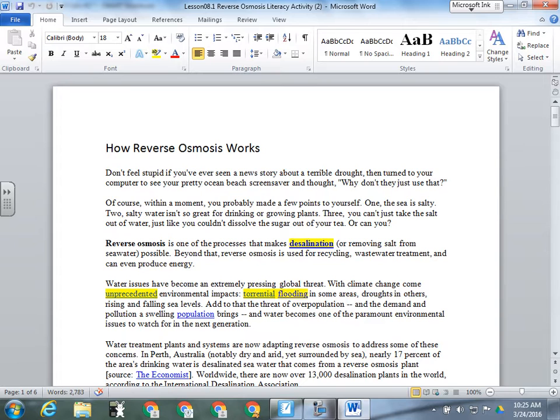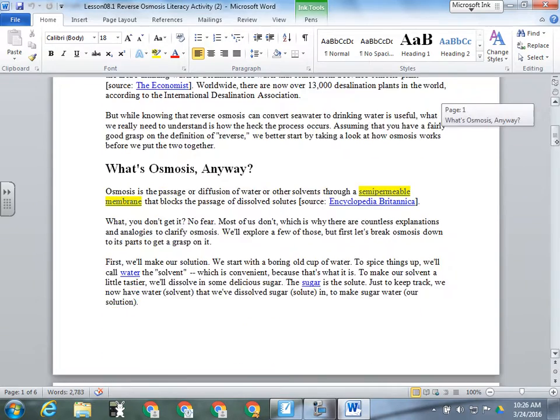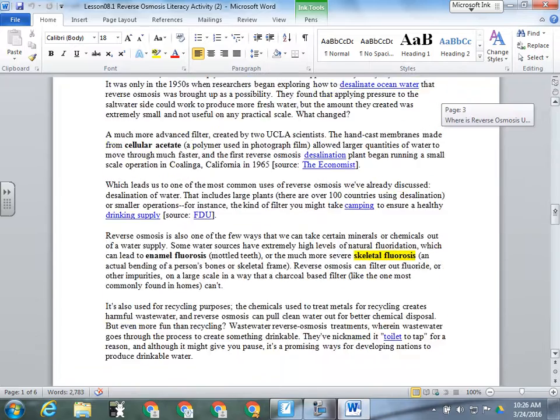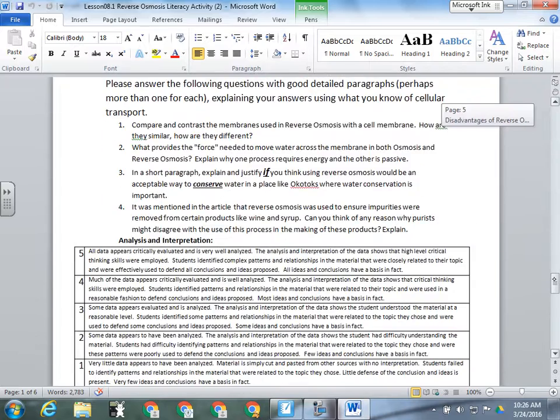So we're going to be looking at that article, but what we want to do first is, what are we going to be asked about? These are the 4 questions you're going to be asked about. They're in the Google Doc file that I attached there. First question, compare and contrast the membranes used in reverse osmosis with a cell membrane. How are they similar? How are they different?